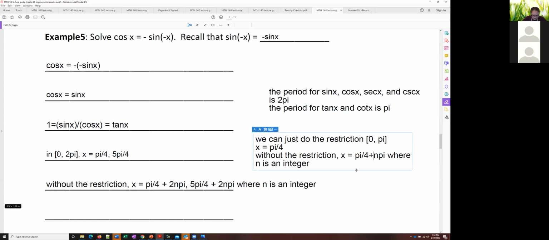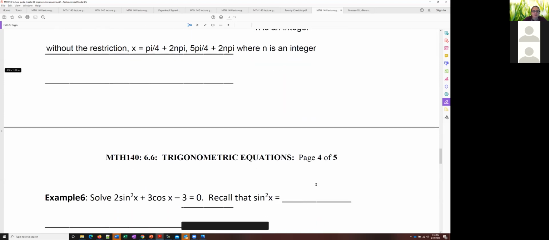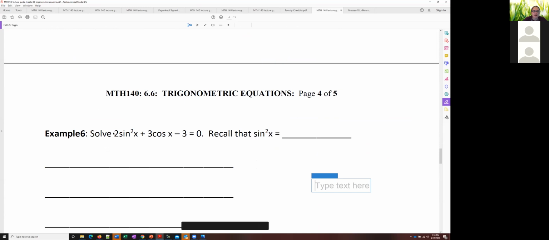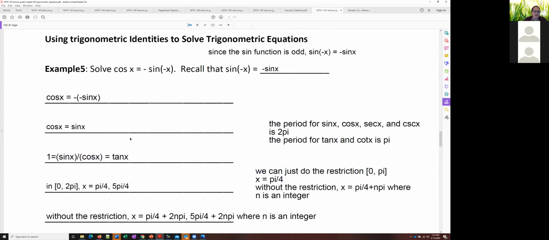All right. We're going to go ahead and get started on the next one. So we have 2 sine squared x plus 3 cosine x minus 3 equals 0. This one is a little bit more complicated because it involves a sine and a cosine. And in fact, it's got a sine squared. So I know our last one had a sine and a cosine, but it didn't have any square.